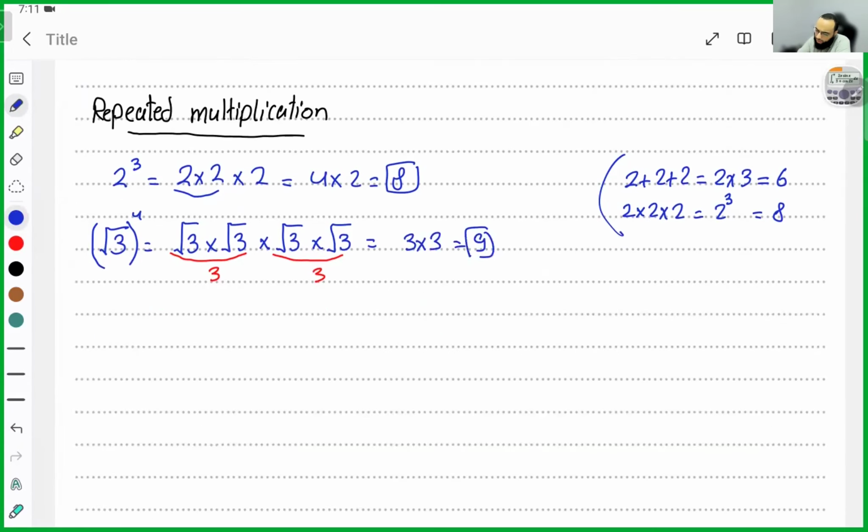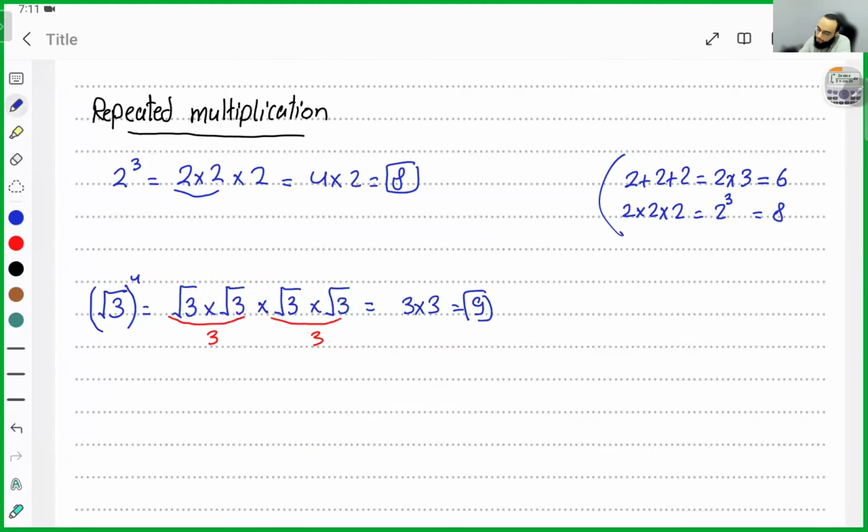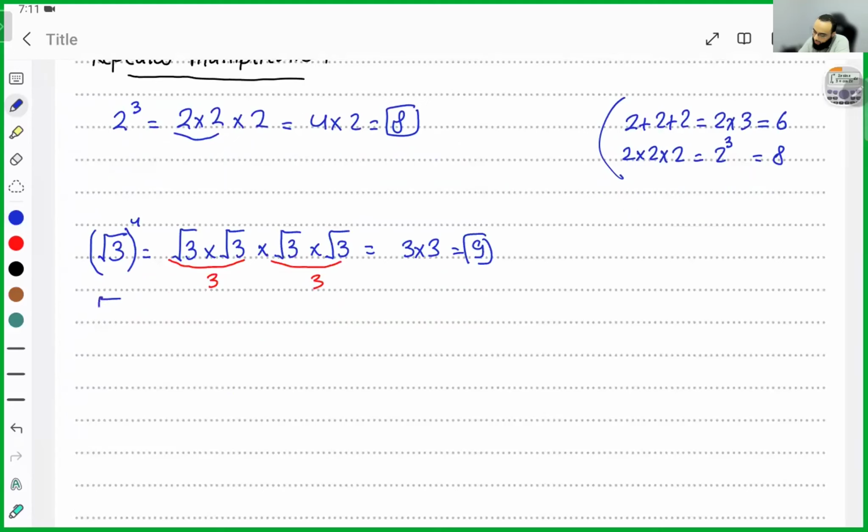Another one told me, Mr., I could do it another way. Look at the following. I'll put it as root 3 power of 2 power of 2. It's also correct, because powers over powers are multiplied.